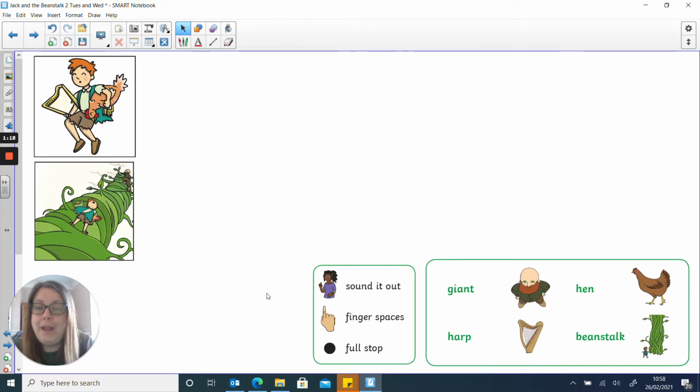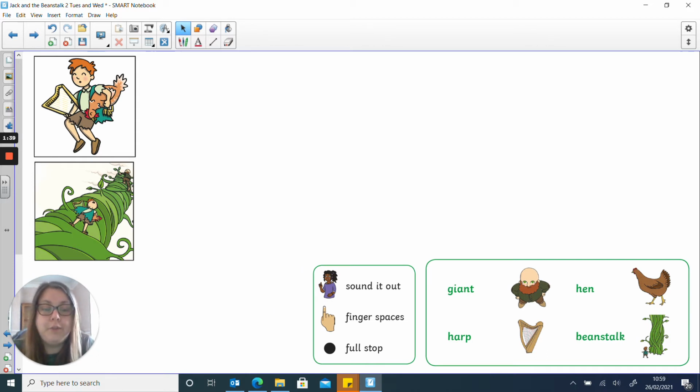So here we have our pictures again. And just like yesterday, we're going to write a sentence for each picture. Remember, capital letters at the beginning of the sentence, full stop at the end, finger spaces in between words. Try and Fred talk your words as best as you can. It doesn't matter if you don't spell it correctly, as long as you Fred talk it using your sounds.